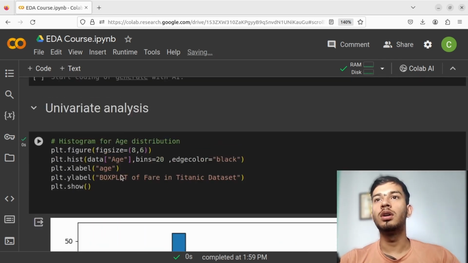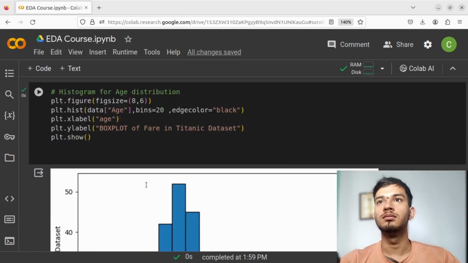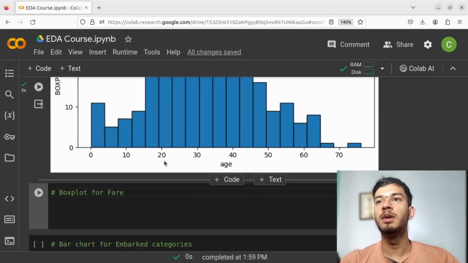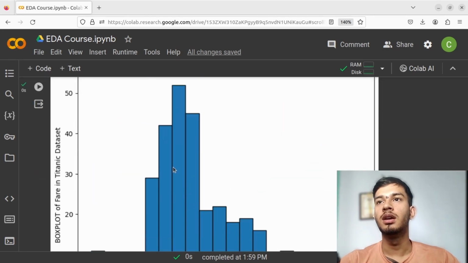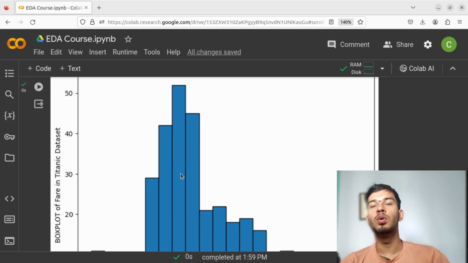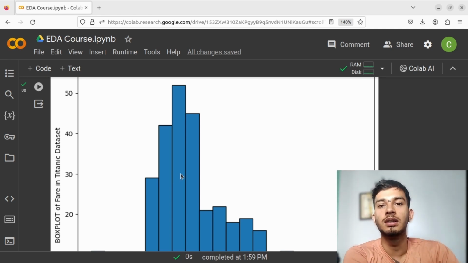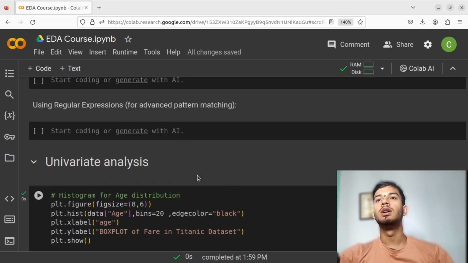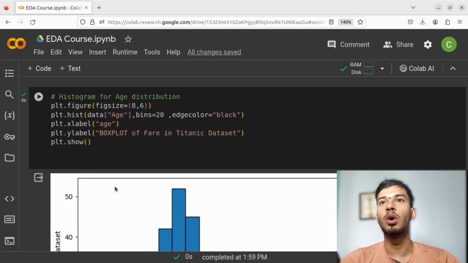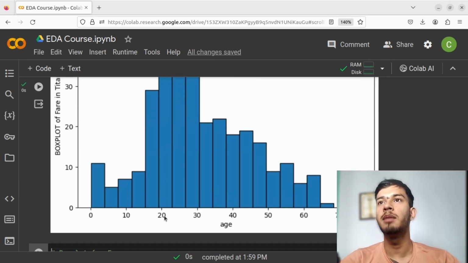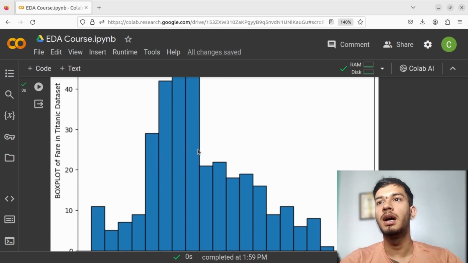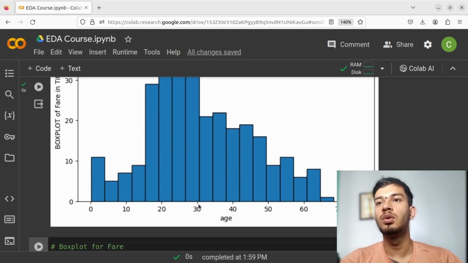You will see that I have got a histogram plot for age, right? So most of the people lie between 20 to 30. This gives you the answer to your question of what the most common age group in this data set is. You can see it directly with this histogram plot, which shows that most of the people lie between this bar and this bar, so that is 20 to 30, right?